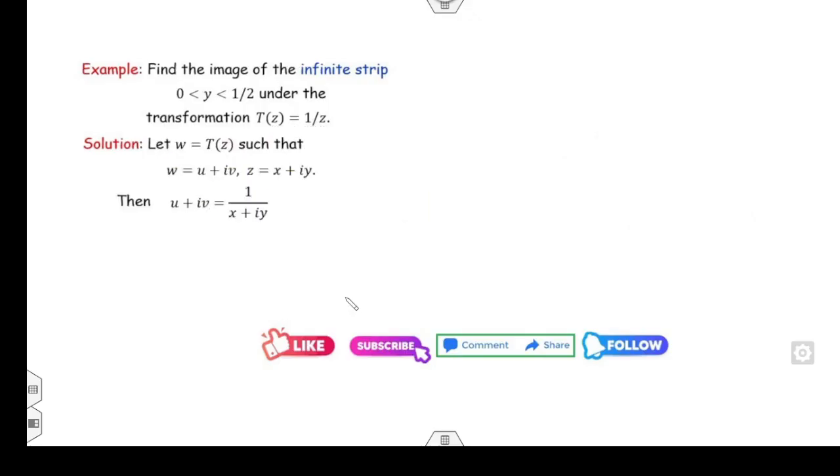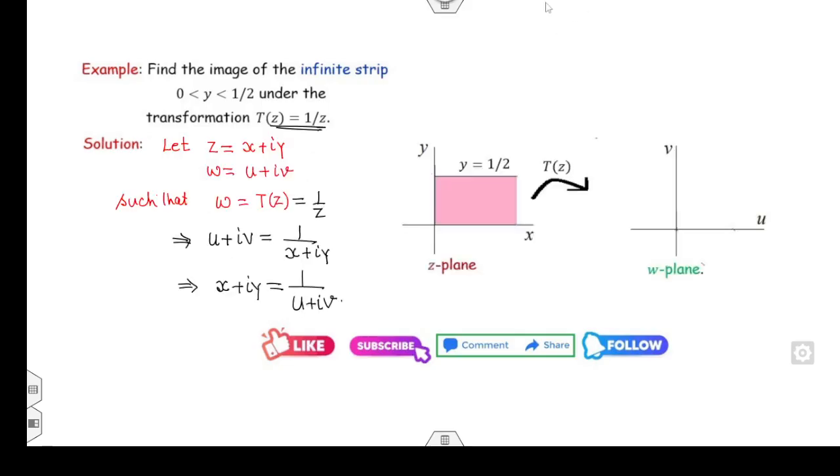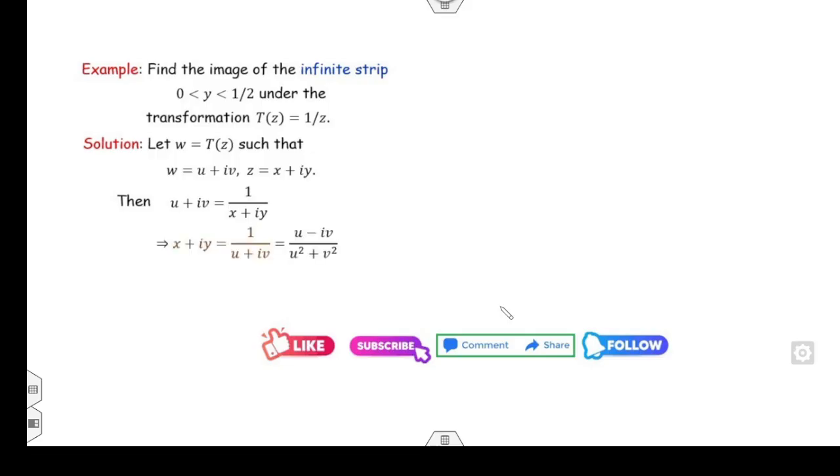Is it okay? Now how can you solve this? I can rationalize it, multiplying by u minus iota v over u minus iota v. So it becomes u minus iota v divided by u square plus v square. Fine. Can you equate the real components? So x will be u divided by u square plus v square, and y, the imaginary component, will be minus v over u square plus v square.